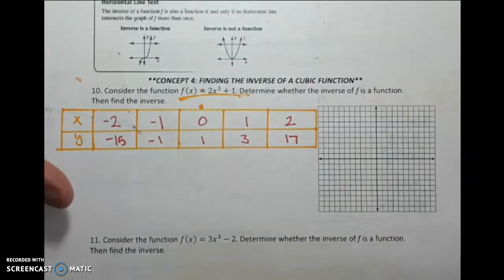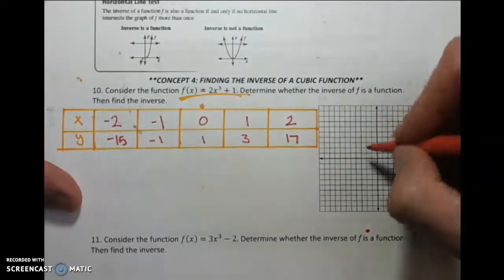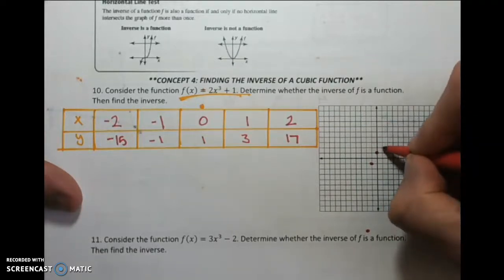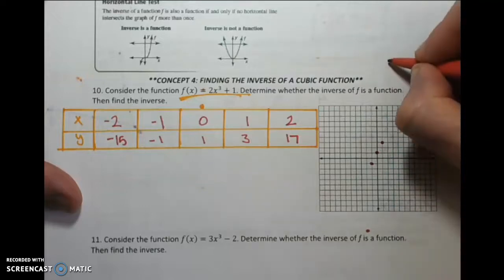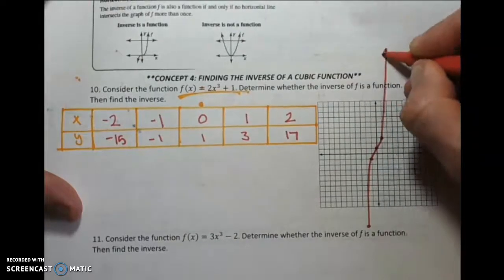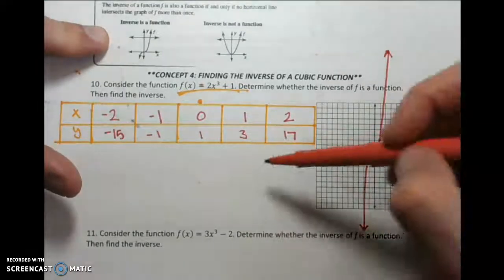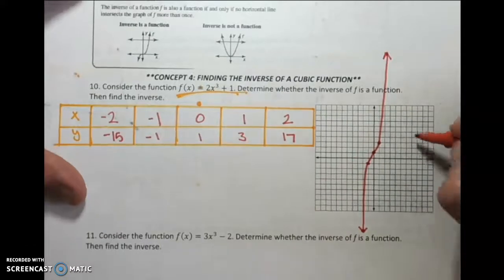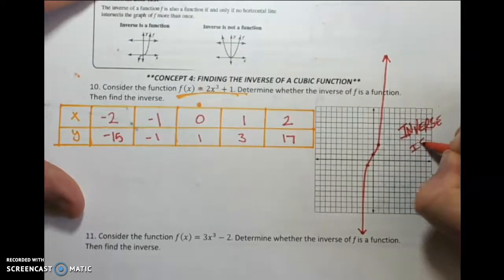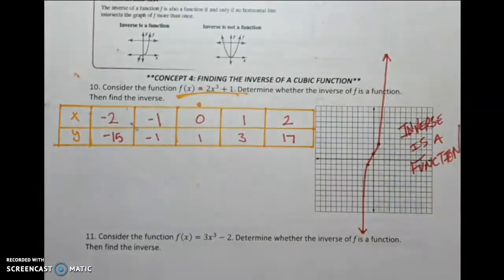Okay, so I'm going to plot these points. -2, -15 is kind of off the chart way down here. -1, -1 is right there. 0, 1 right here. 1, 3, right up 3. And then 2, 17 is going to be way up here. My graph looks something like this. And if I look here, it's only going to hit that horizontal line once. So yes, this inverse is a function, because it passes that horizontal line test.